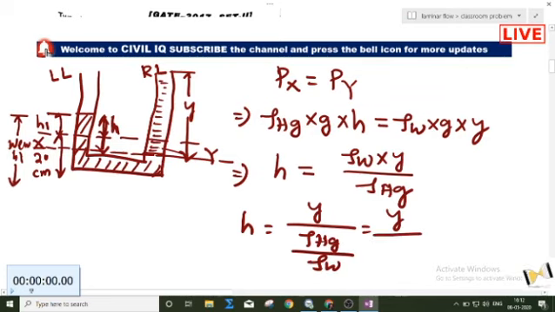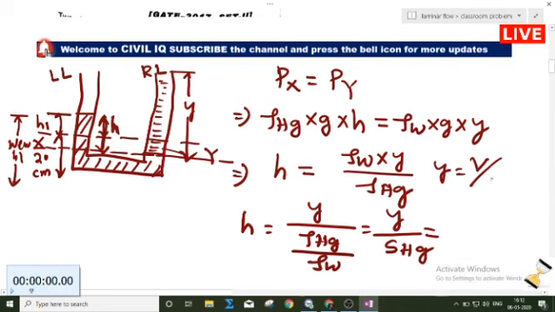So this is y times the specific gravity of the mercury. Now again I can simplify this formula. What I got, y will be what? The volume of the water added divided by the cross sectional area of the manometer.